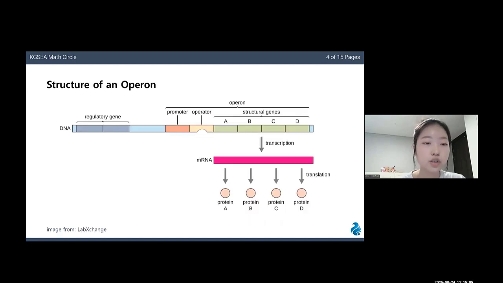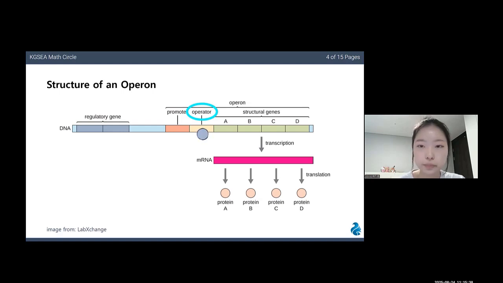Moving on, we'll cover the structure of an operon. An operon has several key parts. First, the promoter. This is where RNA polymerase attaches to the DNA. If RNA polymerase cannot bind here, the whole process does not even start. Next up, the operator is where a repressor protein binds, and the binding blocks RNA polymerase from moving forward. That means the structural genes won't be transcribed. So when the operator is blocked, the genes are off. When the operator is free, the genes are on.